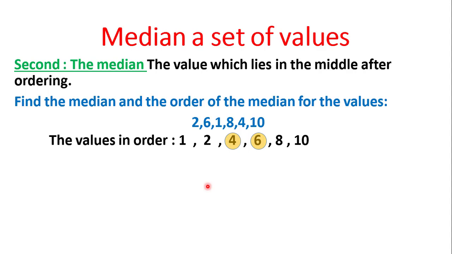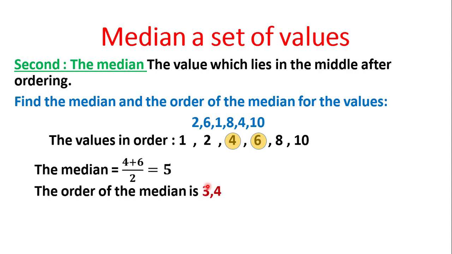4 is not the median, 6 is not the median. The median will be the summation over 2. So I'll add 4 plus 6, then divide by 2. So the median is 5. Okay, what is the order of the median? 1, 2, 3, and 4. So the median is third and fourth.